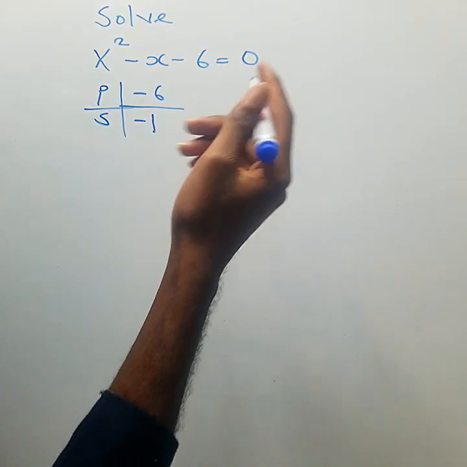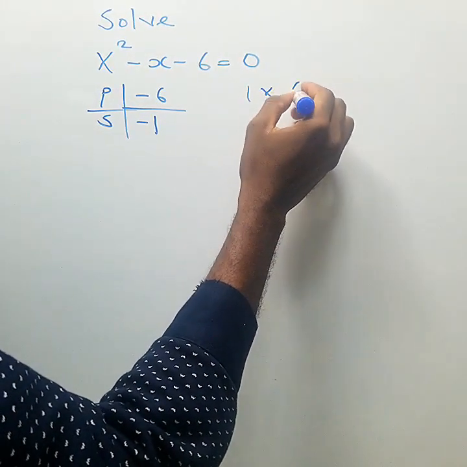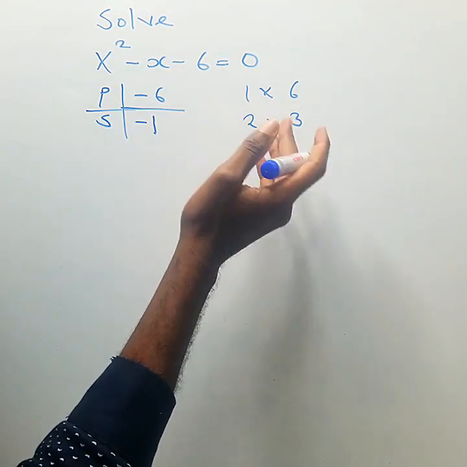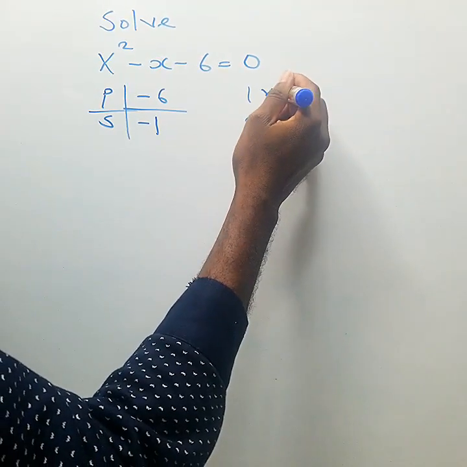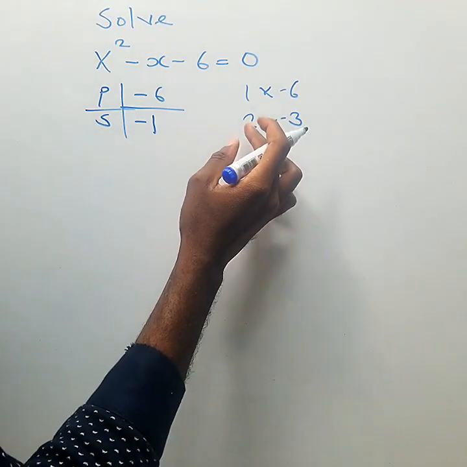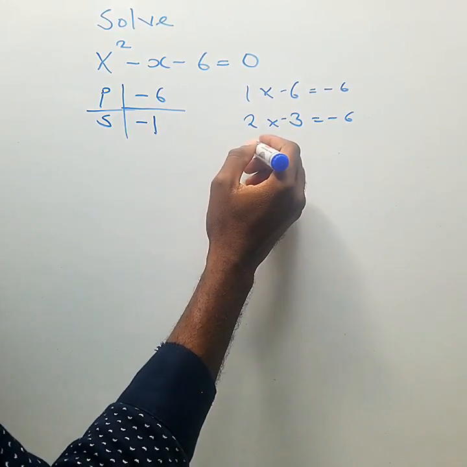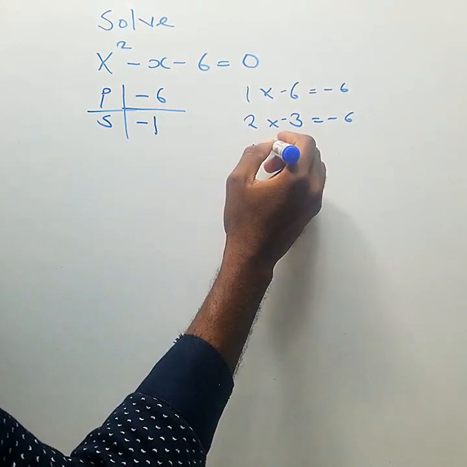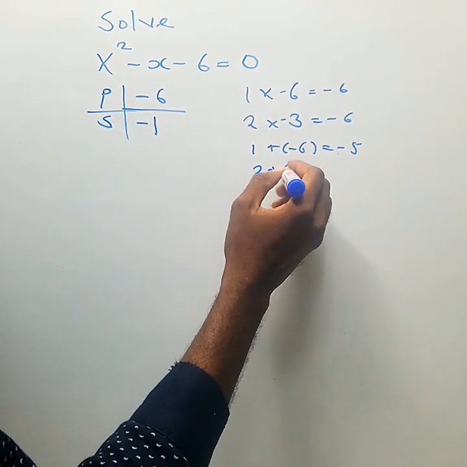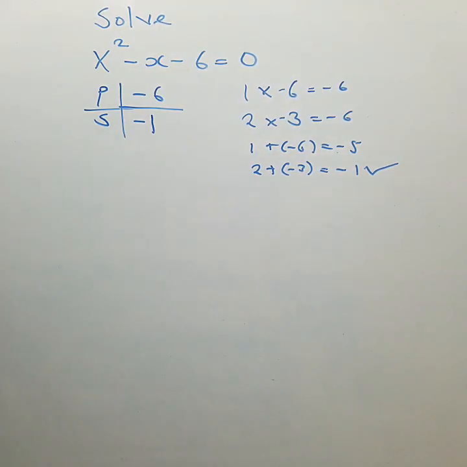Now, what two numbers can be multiplied to give us a 6? Because that's a product. So 1 by 6. What else? 2 by 3. So we've said the bigger number must be a negative. So 1 by -6, like that. But when we try to add them, 1 plus -6, that's -5. Then 2 plus -3, that's of course -1. So this is the one that actually qualifies.